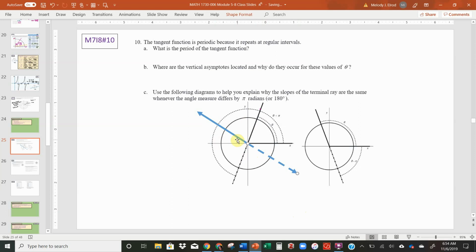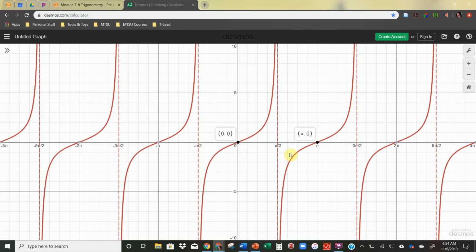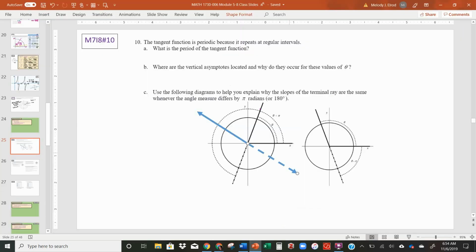But notice what these extended rays, these lines do, is they cut the circle in half. Well, half of a circle we know is pi. So that makes sense that when we look at the function itself, it begins to repeat itself after pi and not after 2 pi. So we can say that the period of the tangent function is pi, unlike the period of the cosine and sine functions, which is 2 pi.